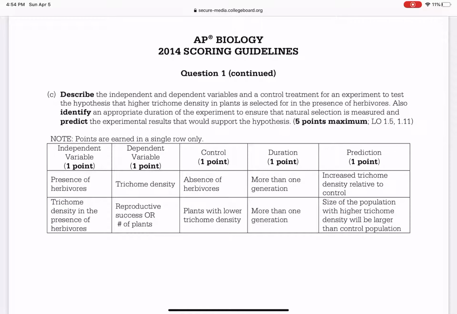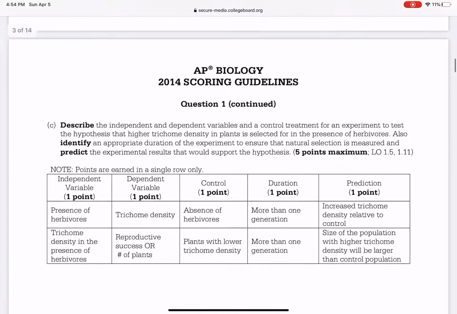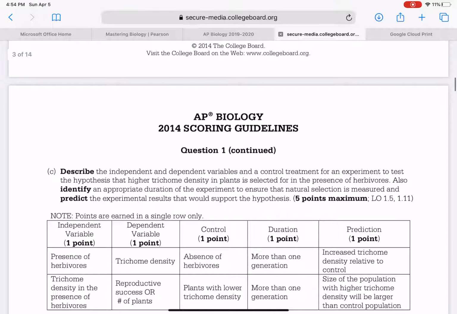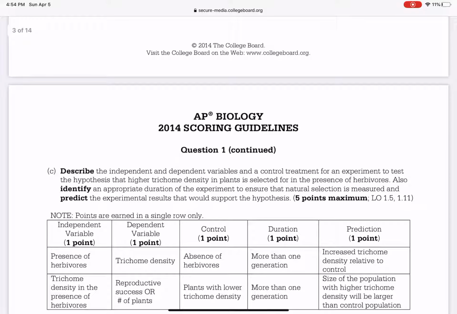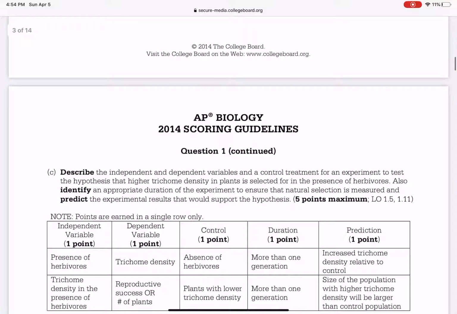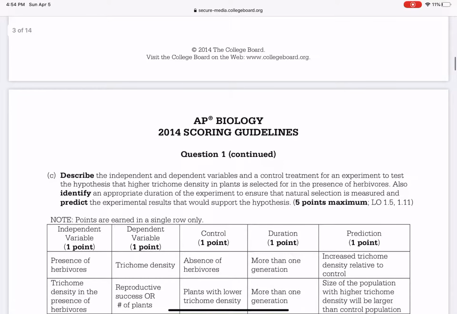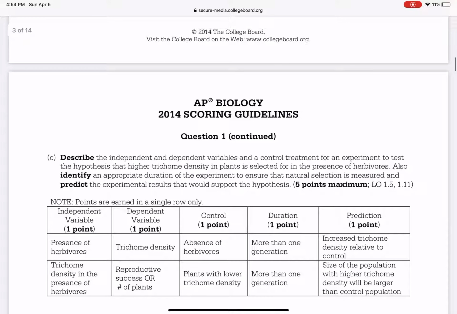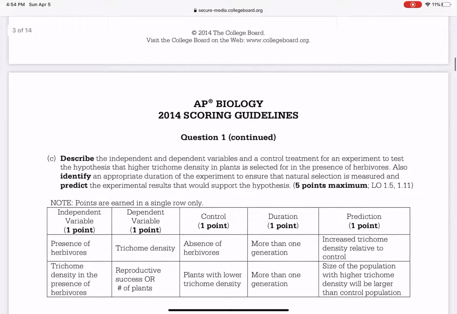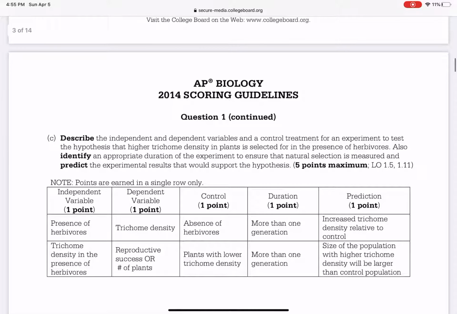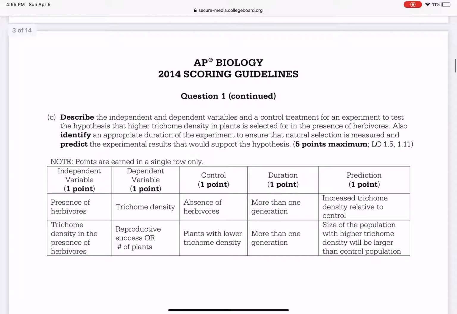Now, again, if you're going that route, that you're controlling, you as the researcher, you're able to add in herbivores, well, what are you measuring? You're measuring how much trichomes are still available. Again, your control group is if you set up a group of plants without those herbivores, the duration of more than 1 generation, you're going to expect trichome density relative. You're going to have increased trichome density because it's going to help protect the plant.